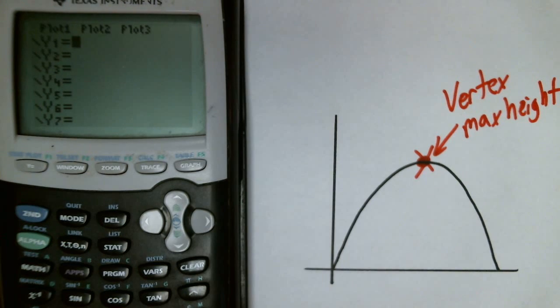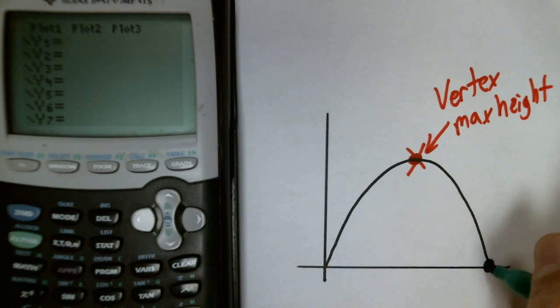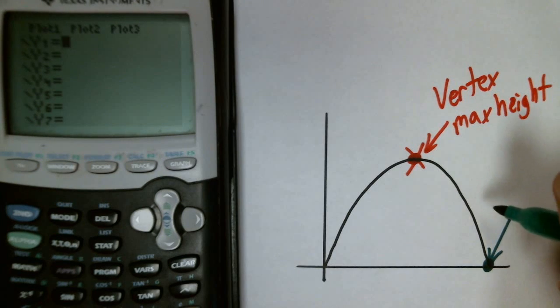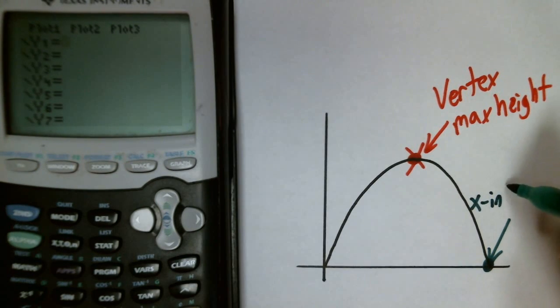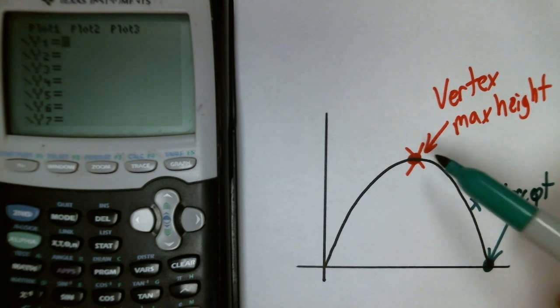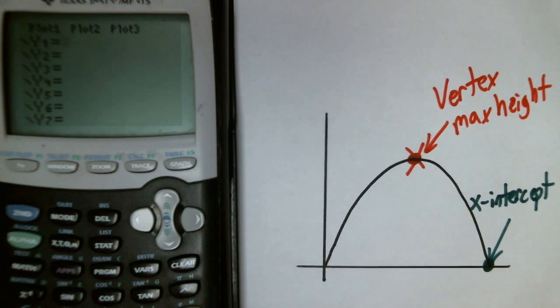Or instead of asking for the vertex, the maximum height, they may ask you for the green dot. What is the significance of that spot? That's the spot where I am crossing the x-axis. That is simply my x-intercept. So maybe they want to know, how long does it take until it hits the ground? How far does the marshmallow go? So that's it, guys. They're either going to only ask you for the red dot or the green dot.